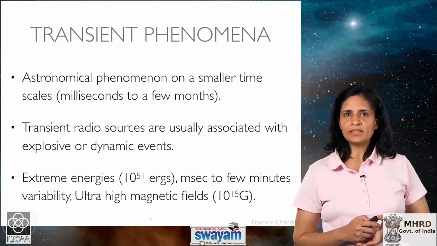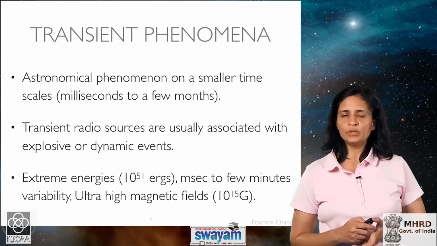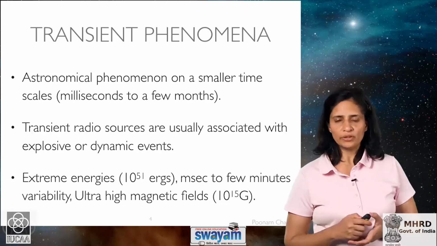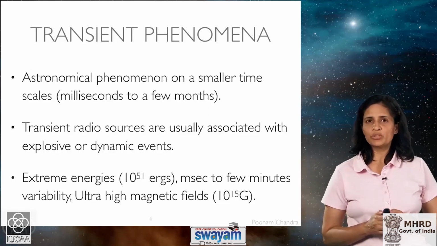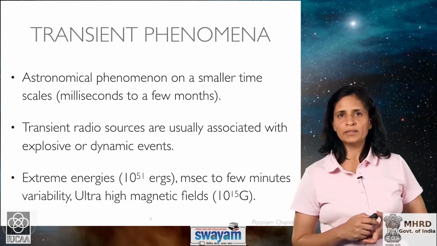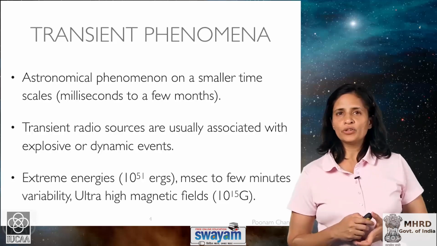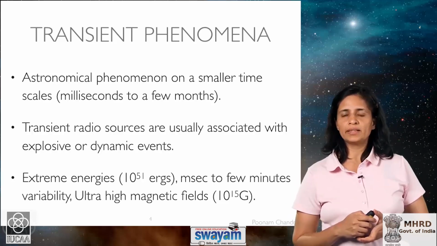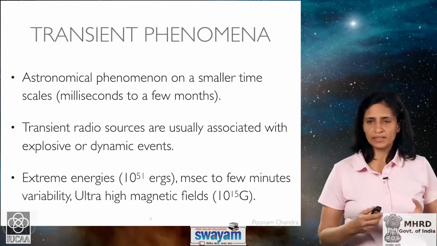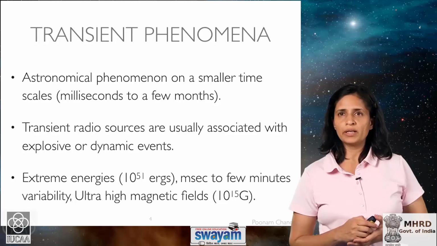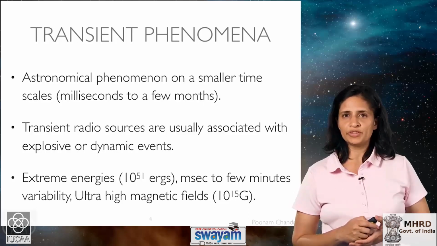For example, when I say 10 to the power 51 ergs of energy, you may not realize the enormity of this energy, but I would like to tell you that if you carry out the most explosive nuclear bomb on earth, this energy is 29 orders of magnitude higher than that kind of energy. It also represents magnetic fields which are extremely strong and which you cannot recreate in the laboratories on earth.